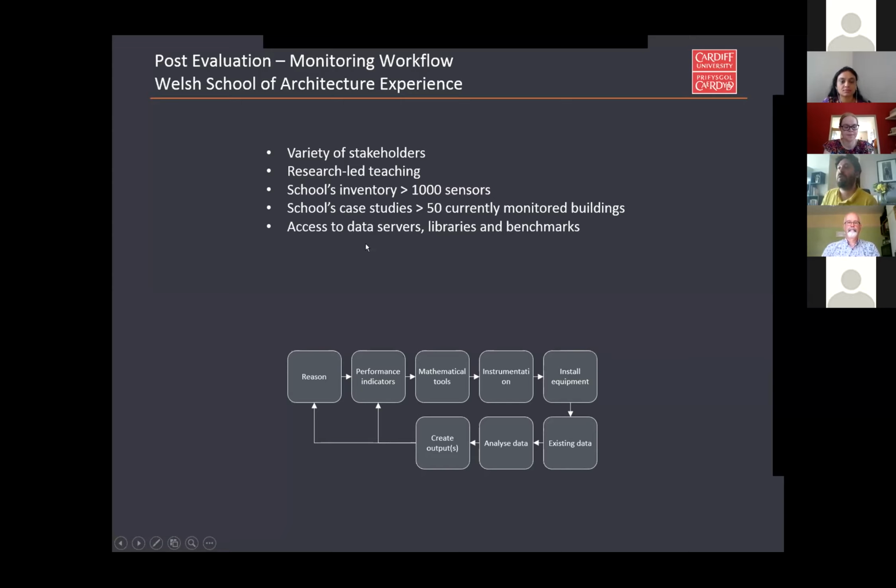Simon can talk a little bit about that. And the students have access to some of the data, especially in their dissertations. And of course, we have all the libraries and the benchmarks to support the evidence. And we have a wide range of publications and impact case studies.